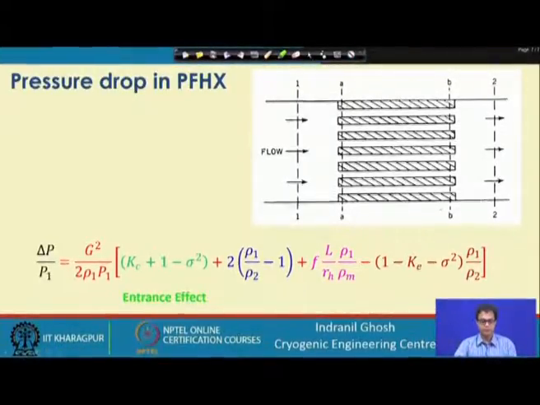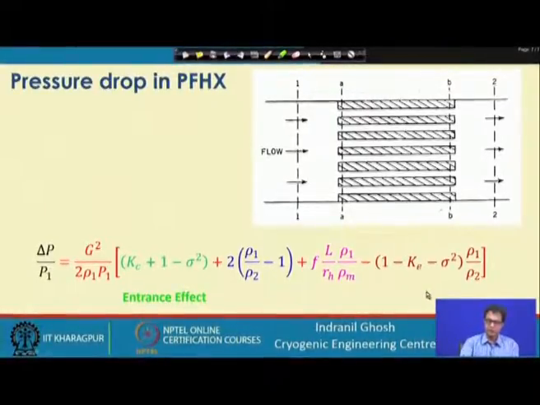This is the entrance effect, where we have Kc plus 1 minus sigma squared. So, we got 2 new terms here, one is the Kc, one is the sigma. Now, this sigma is basically the ratio between the free flow area divided by the frontal area, and this is the coefficient Kc, which takes account of the sudden contraction.